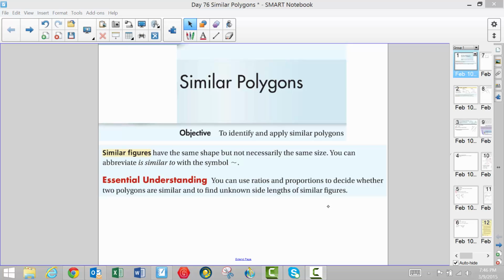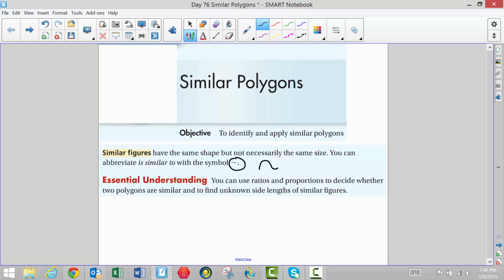Today's lesson is on similar polygons. Our objective is to identify and apply similar polygons. So the definition of similar figures: they have the same shape, not necessarily the same size. You can abbreviate similar with the symbol, which looks like a little squiggly here. So a sideways S is similar, whereas we know that the equal sign with the squiggly on top is congruent. But just the squiggly itself means similar.